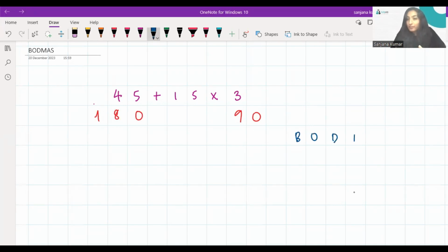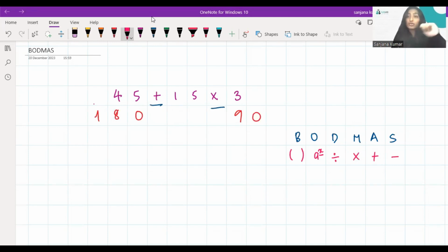Bodmas is an acronym that tells us in what sequence we have to do our arithmetic operations. In case I have a question like this in which there are multiple operations, division, addition, subtraction, etc., we use the rule of Bodmas to know in which order or in which sequence we have to do those operations. So the B in Bodmas stands for brackets. The O stands for order or exponents. The D stands for division. The M stands for multiplication. The A stands for addition. And the S stands for subtraction.